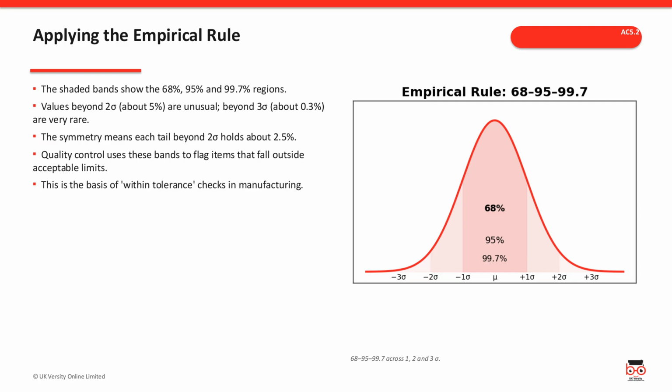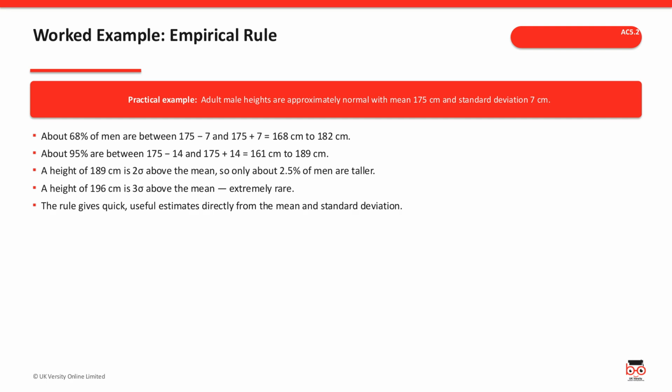Quality control uses exactly these bands to flag items that stray outside acceptable limits, the basis of within-tolerance checks in manufacturing. Let's apply it to real measurements. Adult male heights are roughly normal, with a mean of 175 centimeters and a standard deviation of 7 centimeters. So about 68% of men are within 7 of the mean, between 168 and 182 centimeters. About 95% are within 14, between 161 and 189 centimeters.